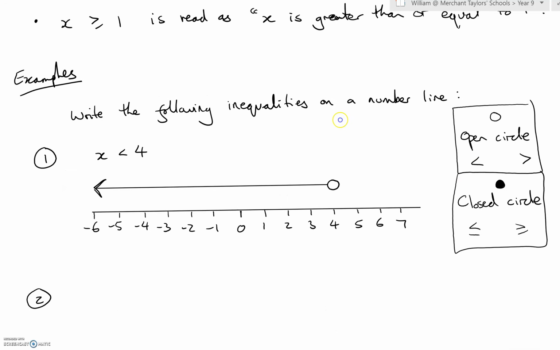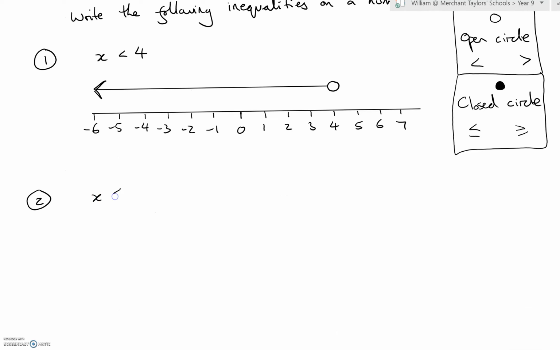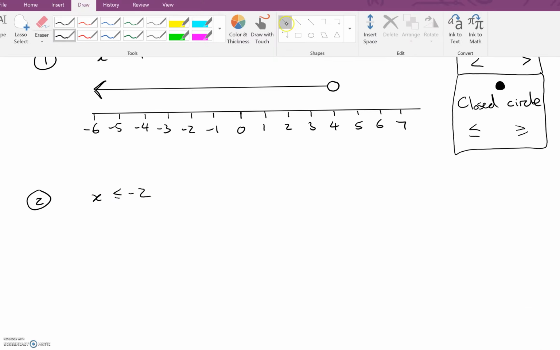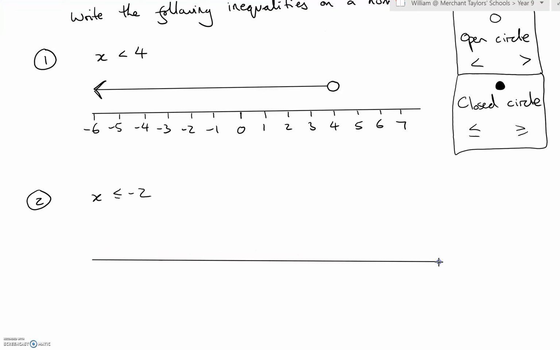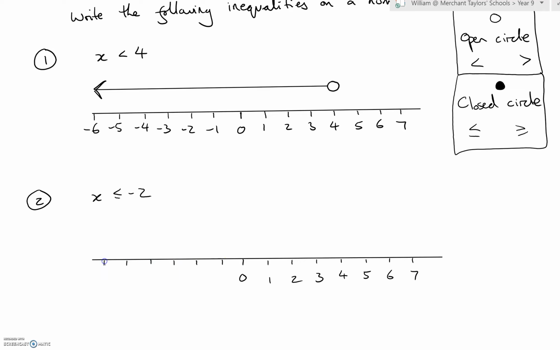Number 2, so let's have a look at x less than or equal to -2. So again, get your rulers out, get a straight line drawn. Be easier for you than me. And then again, let's get 0. Get our numbers on our scale. Again, a bit easier for you. You've got your rulers to measure it and make sure it's all equally spaced. So less than or equal to -2 this time. So we need to find -2 on our number line, just here.